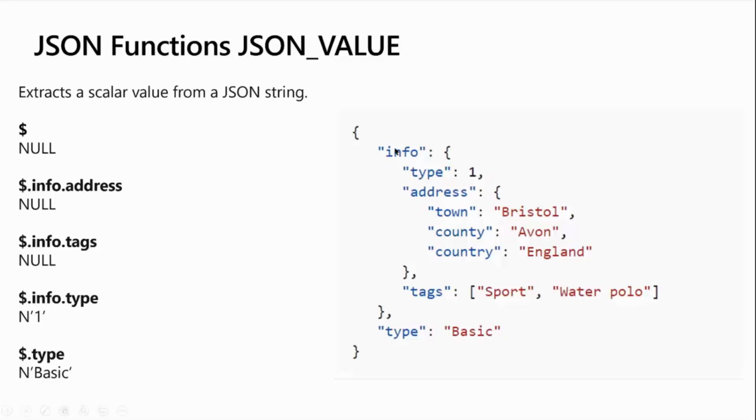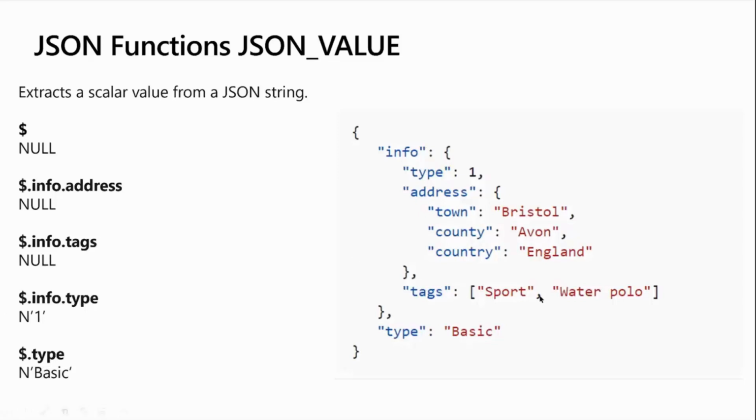Info.type, so I go to info. There's also a type property here that's at a sibling level to info, and that's set to basic. And so you can see I have basic. So even though those two field names are the same, because of their place in the hierarchy, I can query down into them and resolve the correct ones.